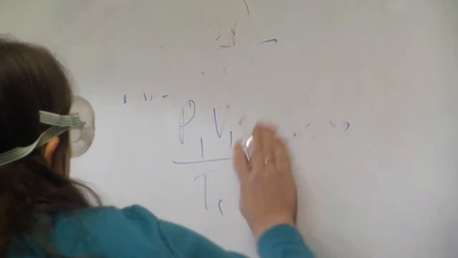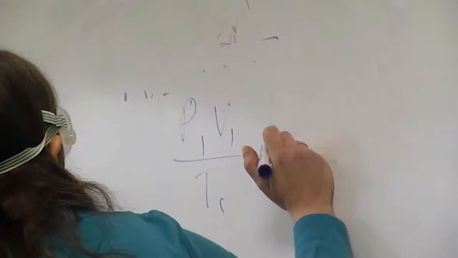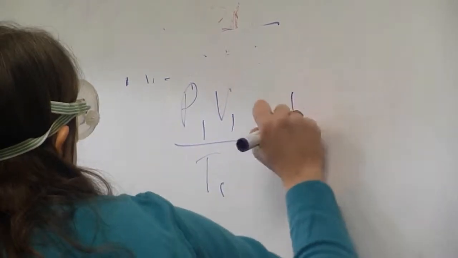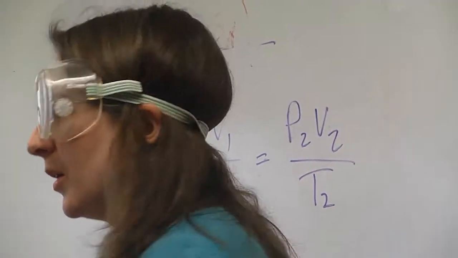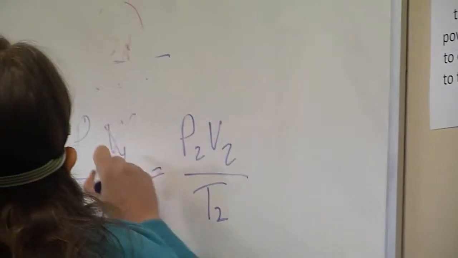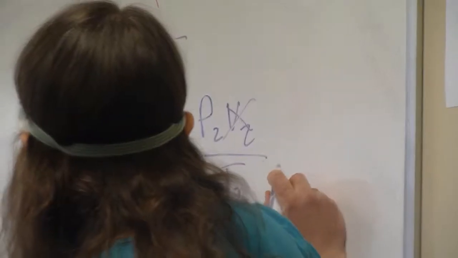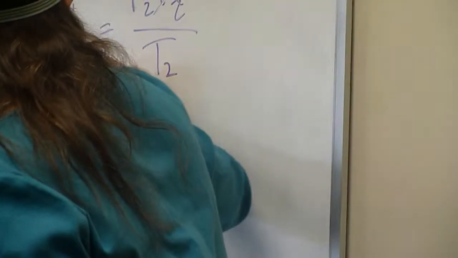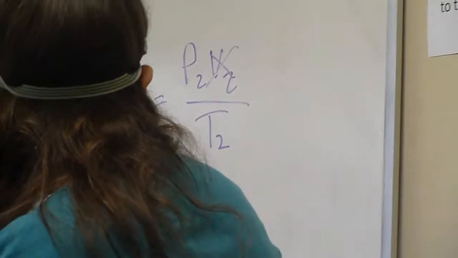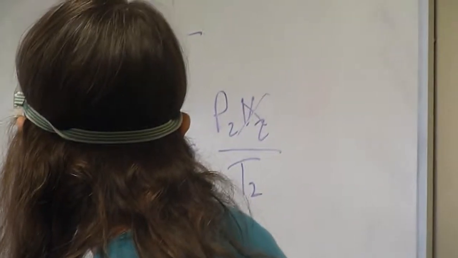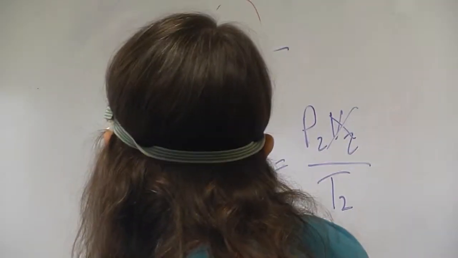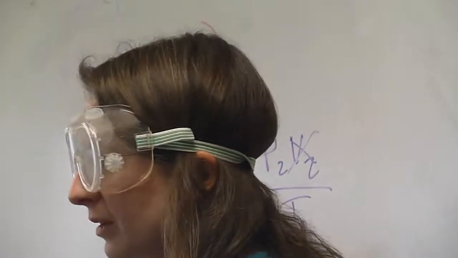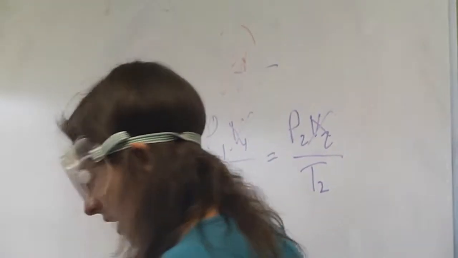P2 V2 over T2. Well, no, not even. I want to do, okay. So, I know volume is going to be constant, right? So when pressure goes down, what will happen to temperature? So if pressure goes down, what will happen to temperature? Temperature is going to go down.